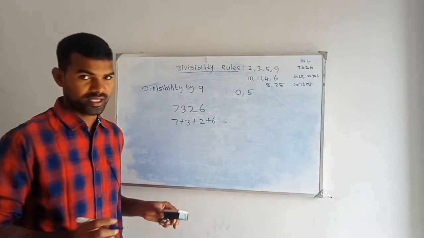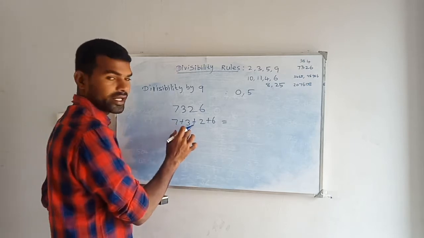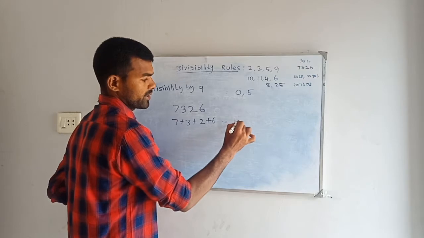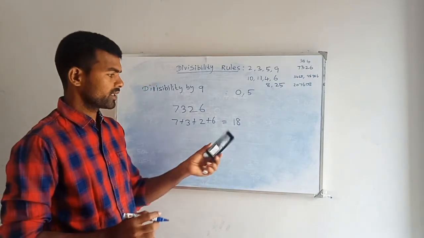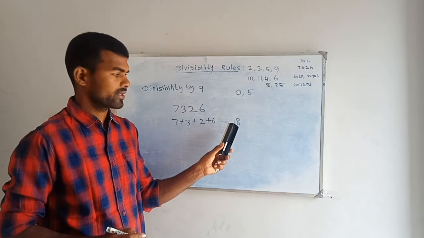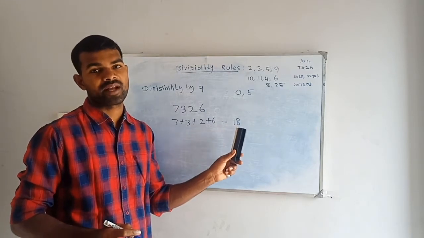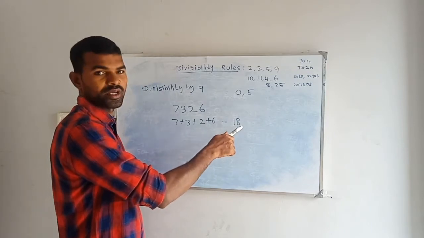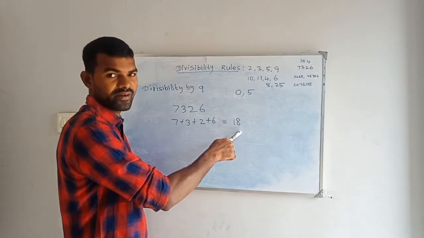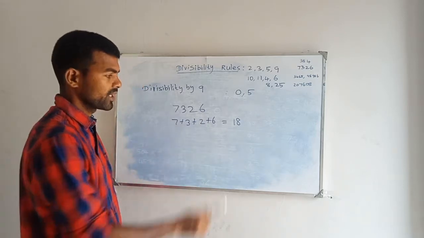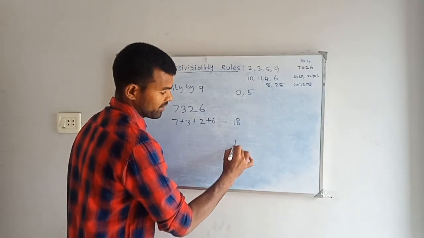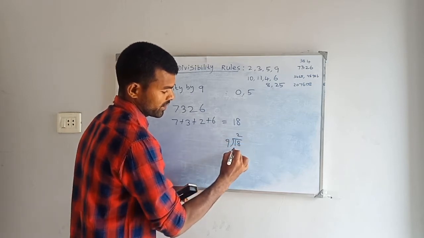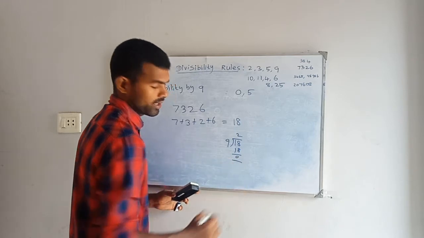So how much is the total? See, 7 plus 3 is 10, 10 plus 2 is 12, 12 plus 6 is 18. See the total. If the total is a multiple of 9, like in the 9 table: 9, 18, 27, 36, 45. Here 18 is coming. Can 18 be divided by 9 or not? 18 divided by 9 is 2 times, remainder is nothing, yes?